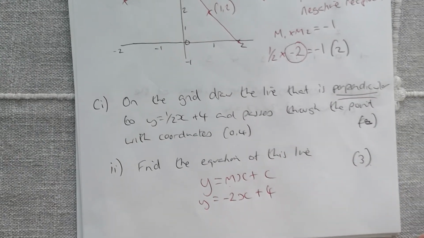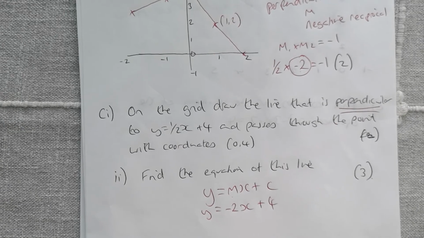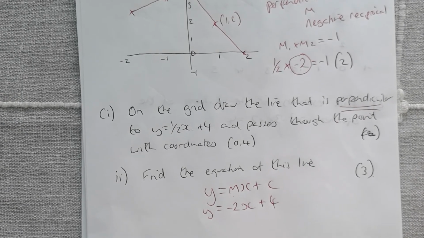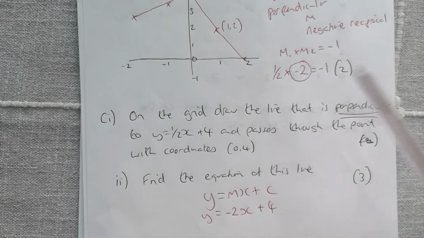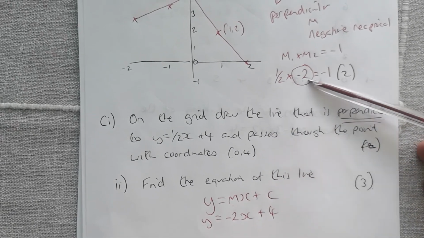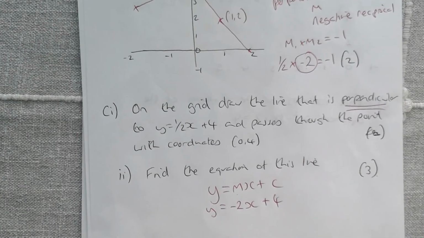All right. 3 marks available for both those two questions put together. I would think working out that gradient minus 2 is pivotal. So you're going to get 1 mark for getting that minus 2, 1 mark for getting the line drawn, 1 mark for getting the equation.